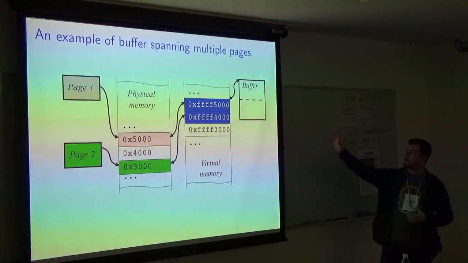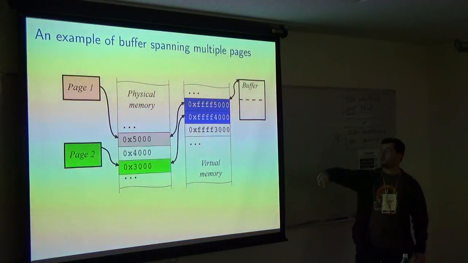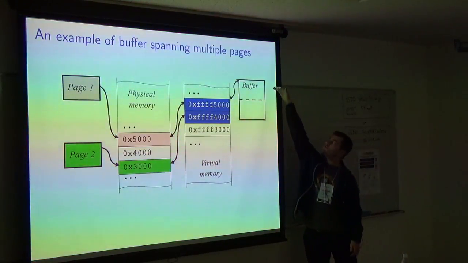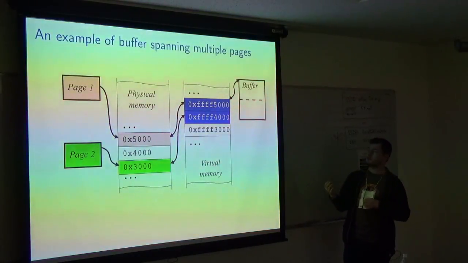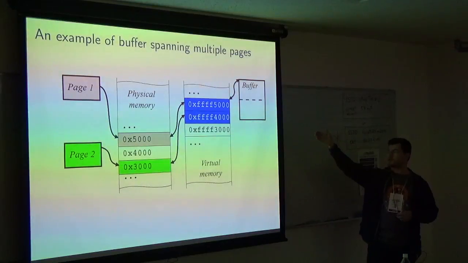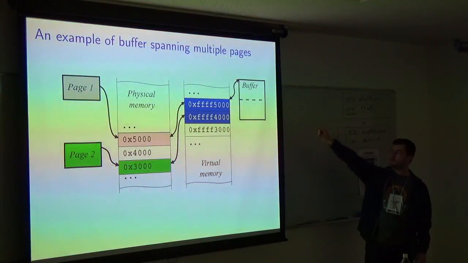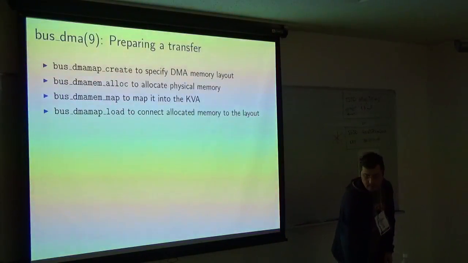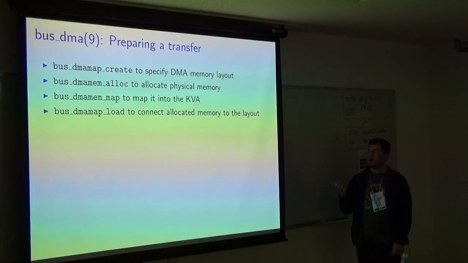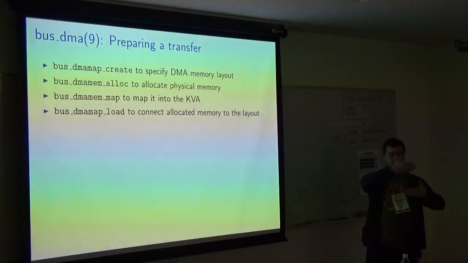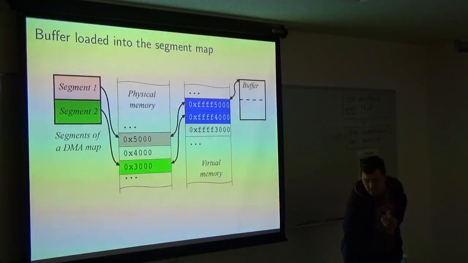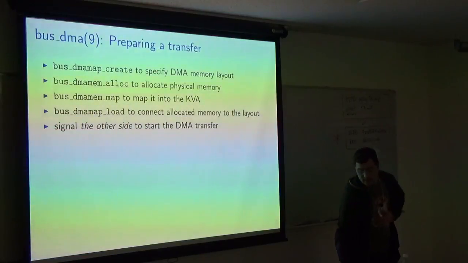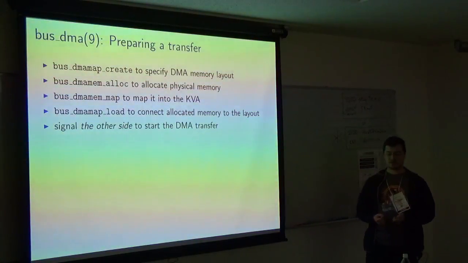And this is an example of buffer spanning 2 pages. We have 2 pages of memory, completely different physical addresses, 3,000 and 5,000. And we want to have a contiguous buffer. We want a memcpy from here to there. The reason we can do it is because we can just allocate contiguous virtual memory space and map these 2 different memory pages into that space and tell the device, hey, there's 2 pages of memory, 2 segments that I want you to work with. And the way we are doing that is via bus DMA load. We connect these 2 segments to the memory layout, to that segment structure that we have allocated. Like that. Segment 1 points to that address, segment 2 points to the other address. And then we are ready to signal the other side to start the DMA transfer, because it has access to those.